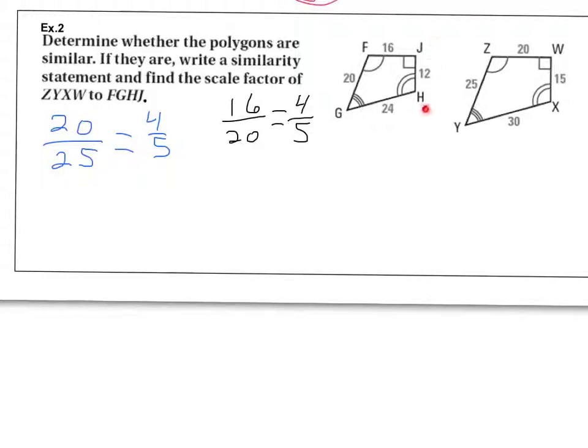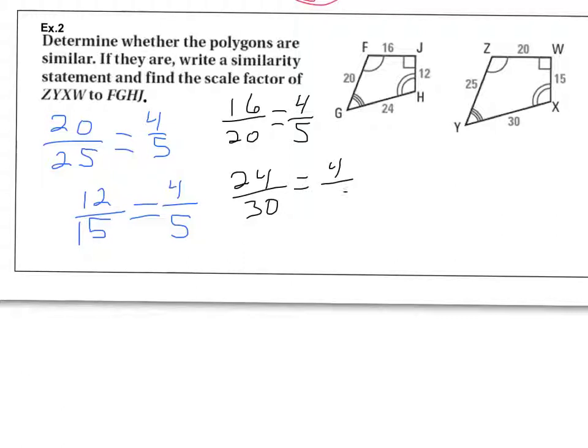How about 12 to 15? Those both divide by 3. 12 divided by 3 is 4. 15 divided by 3 is 5. So 4/5. Okay, it's looking good. Last set, 24 and 30. Those can both divide by 6. 24 divided by 6 is 4. 30 divided by 6 is 5. So we can say yes.